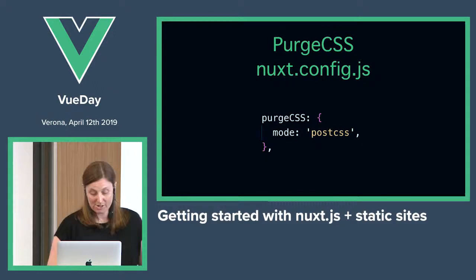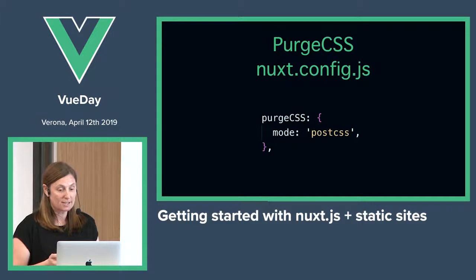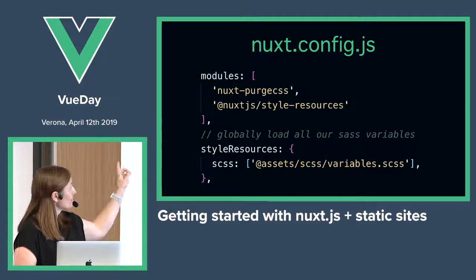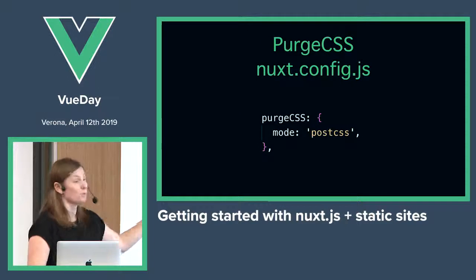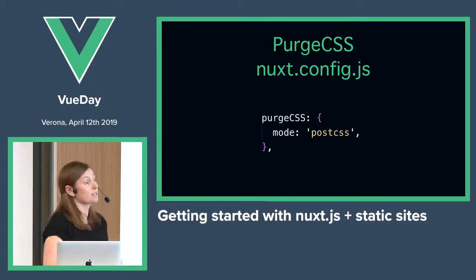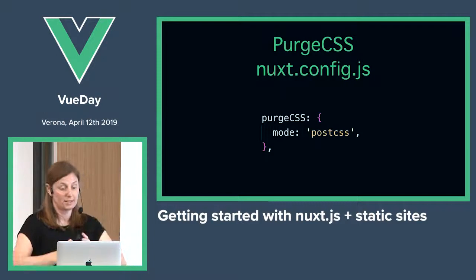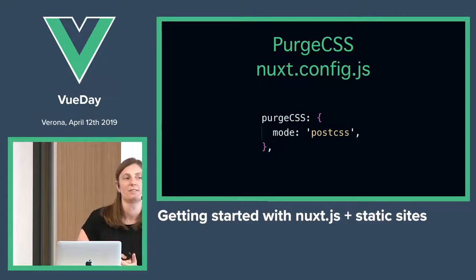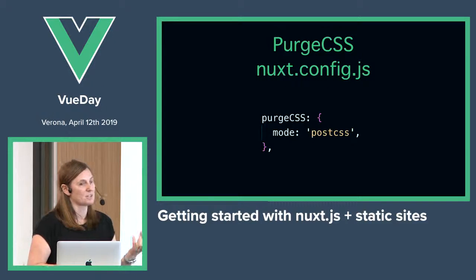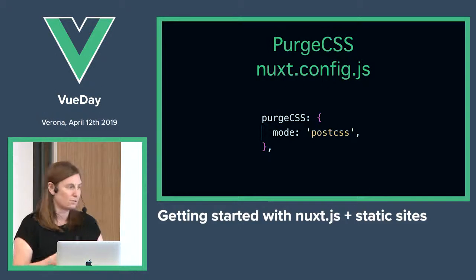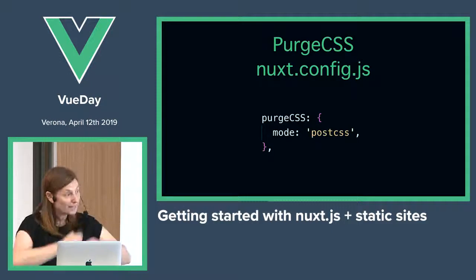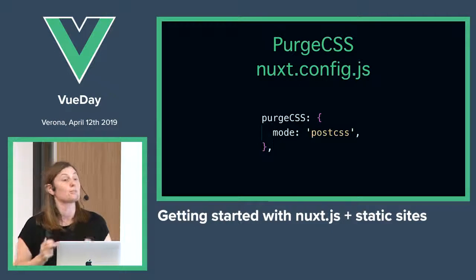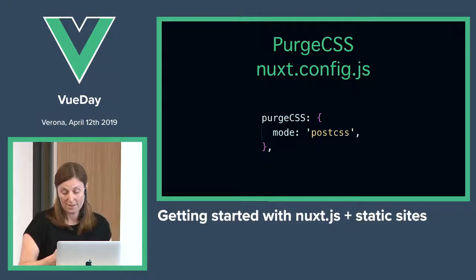Another one I also add is purge CSS. As you can see here, I've added Nuxt purge CSS into my modules, and then I just say purge CSS, mode is post CSS. What purge CSS does is it looks through all your CSS and basically deletes everything that you're not using. It can really take out a lot, especially if you're using libraries like Bootstrap, Vuetify or Tailwind. It only ships the code that you're using, so it's really worth adding in.